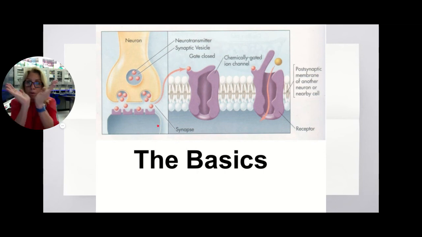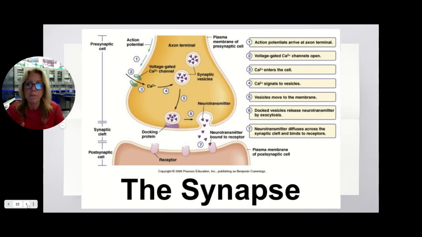Now, you have receptors on the postsynaptic neuron, and this chemical, this ligand, will bind. And if it's excitatory, it will open up gates that allow sodium to come in and try to depolarize the neuron, if it reaches the threshold. Now, let me show you in a little more detail. Let's level it up a little bit.